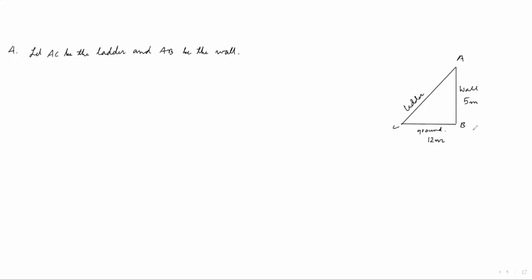The wall is perpendicular to the ground, at 90 degrees, so here we use the Pythagoras theorem. AB equals 5 meters and BC equals 12 meters, and we need to find AC. So in right triangle ABC, the angle at B is 90 degrees.